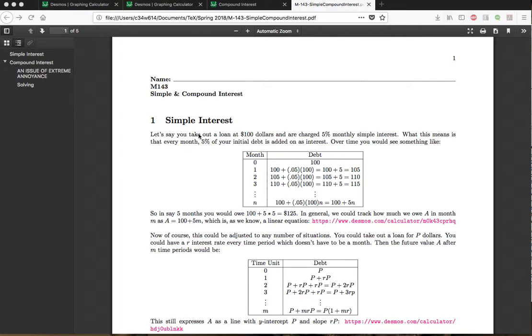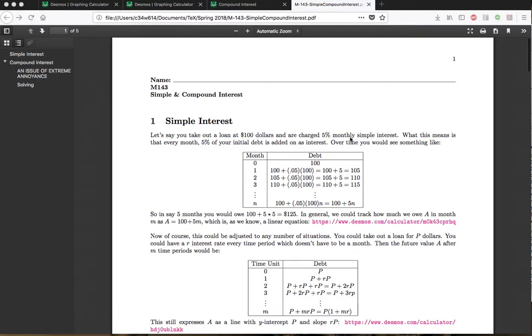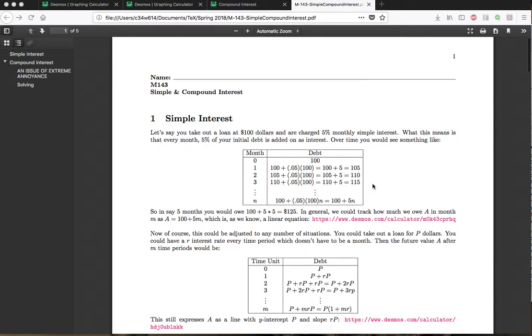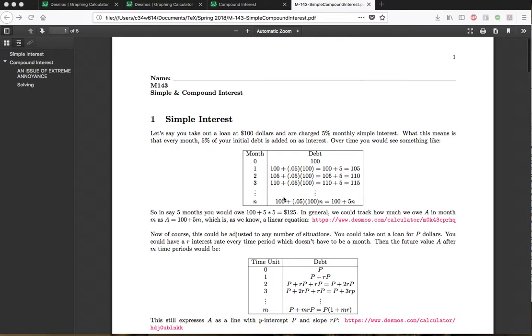So in this example here, you take out a loan of $100 and you charge 5% simple interest. Now what the simple refers to is that you're only ever going to be charged this 5% of $100. So this is a pretty high interest rate, it's 5% monthly. And what that means is that every single month you're going to be charged 5% of $100. Now, 5% of $100 is $5, so every month you're going to get charged $5. So you start off owing 100, and then every month you owe $5 more, 5, 10, 15, and then in n months you owe 100 plus 5 times the number of months.